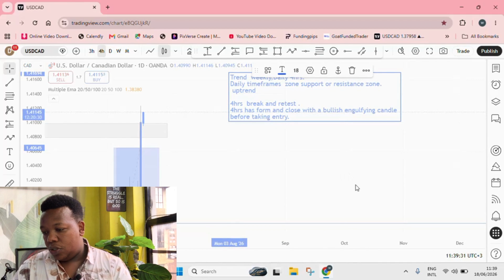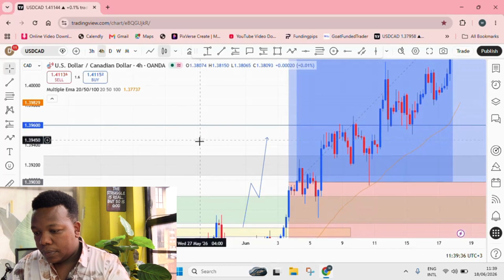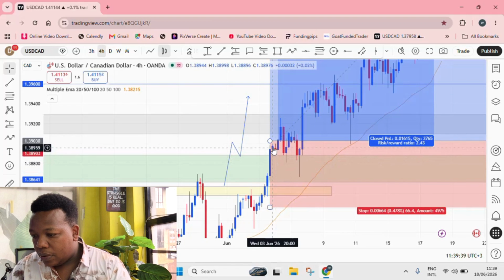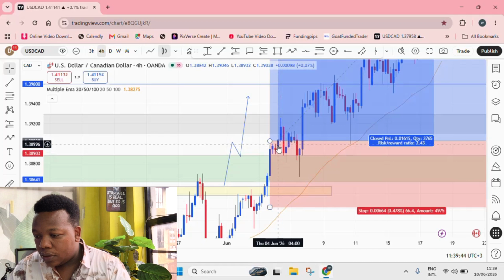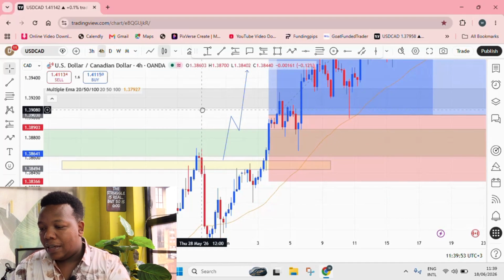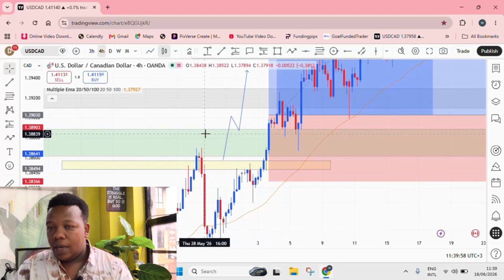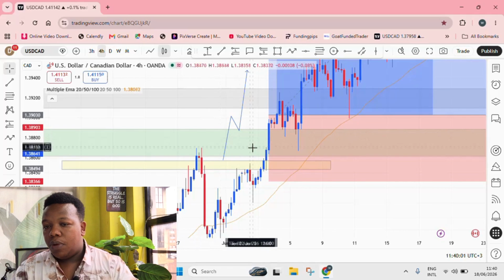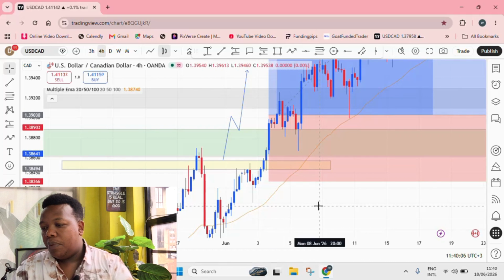So for my case, let me show you what really happened here. Around here, you can see there was a breakout and retest, and then we had this particular 4 hour candlestick over here, which broke and retested, and we had this 4 hour candlestick which formed and closed with a bullish engulfing candle before taking that entry. And remember, my stop loss is usually below the daily zone. For this one, it was below this resistance zone over here, and you can see it was in a safe place.